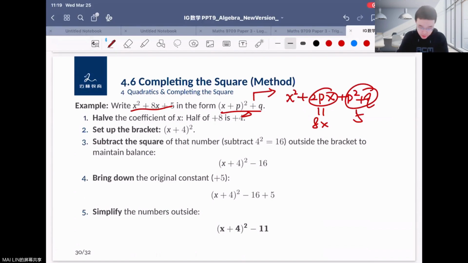Then you can try to solve it: p equals 4, and p squared plus q equals 5. And then you can calculate the value of q as 11 or negative 11.